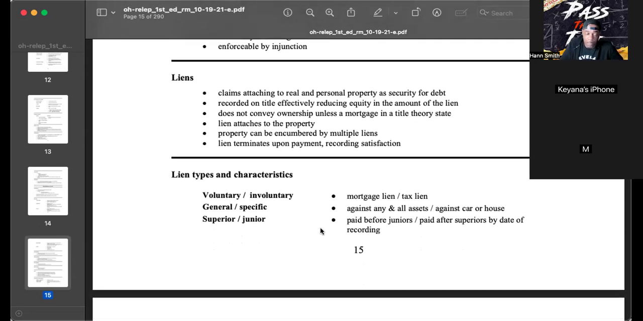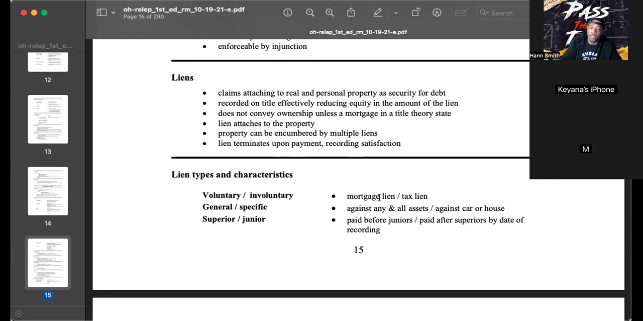All right. The types of liens is really what you're going to get tested on. You need to know what the difference is between a voluntary lien and an involuntary lien. A voluntary lien is a mortgage, meaning that you mortgage your property. Like, here's the mortgage, give me the money. Use this mortgage as collateral. That's voluntary. You did that. All right. You probably had to go to a bank and you filled out an application.